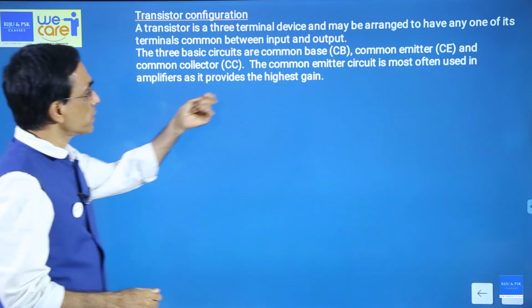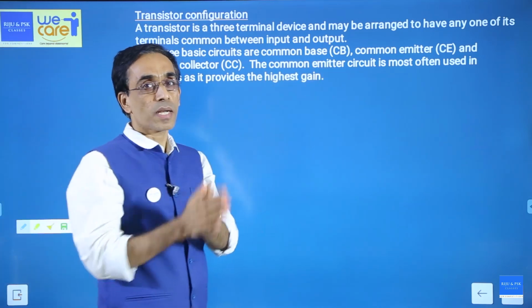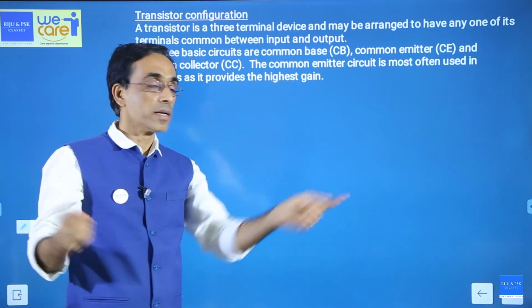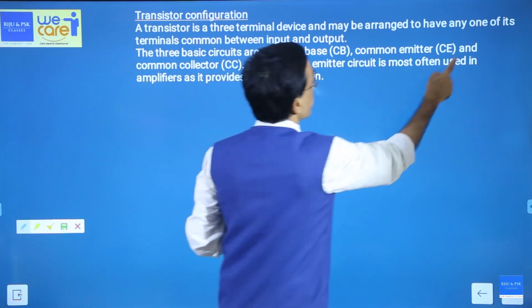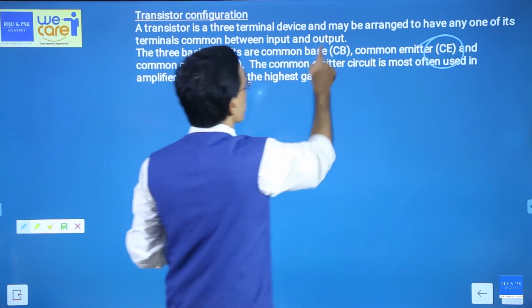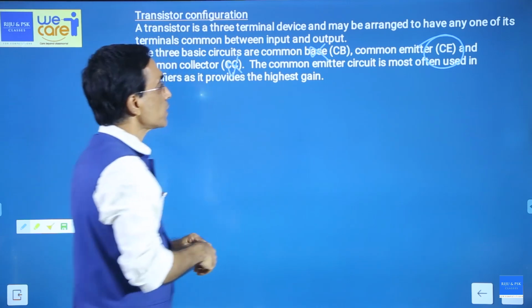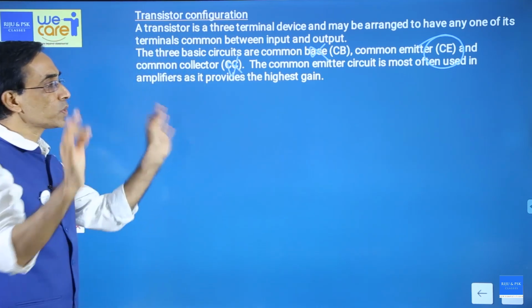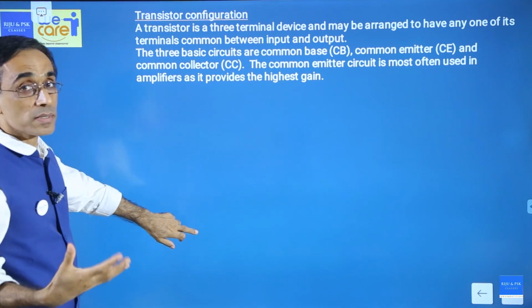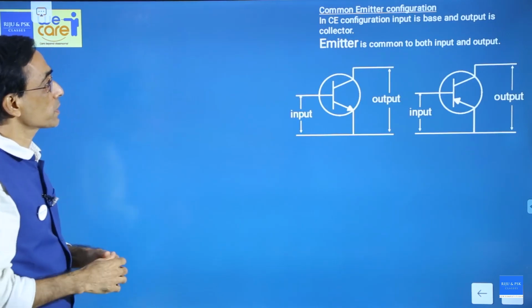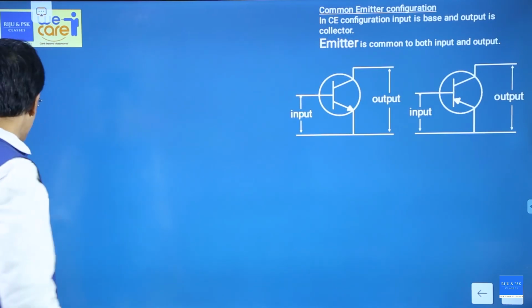In the beginning I said something about common base. The base terminal connects both emitter and collector, that's why it's common. Our syllabus is only about common emitter configuration. We don't have to worry about these 2. The common emitter circuit is the most often used and most widely accepted one, with the highest amplification. Common emitter configuration can be drawn like this.